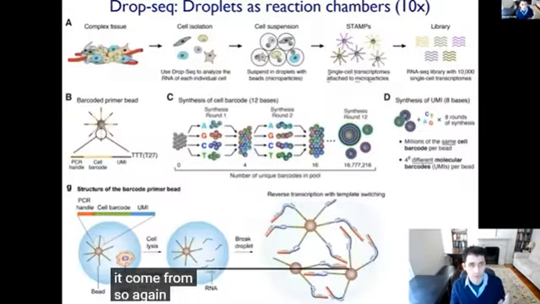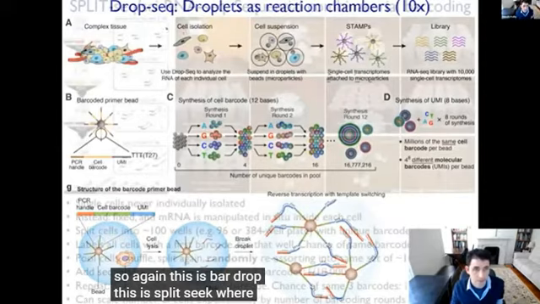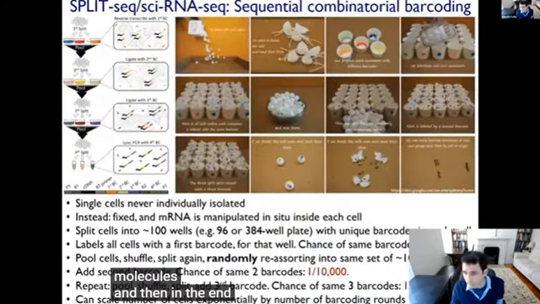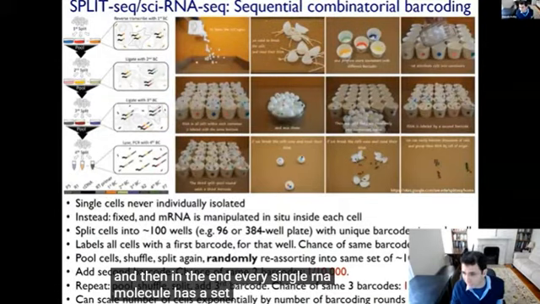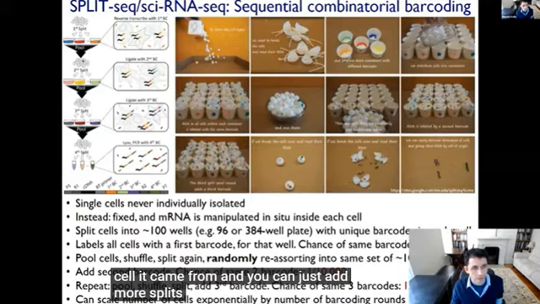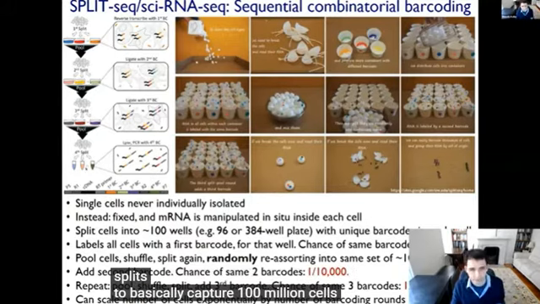So again, this is Drop-seq, this is Split-seq, where you're basically shuffling all your molecules. And then in the end, every single RNA molecule has a set of 3 barcodes that have been added at the end, enabling you to distinguish exactly which cell it came from. And you can just add more splits. You can add 4 splits to basically capture 100 million cells, and so on and so forth.